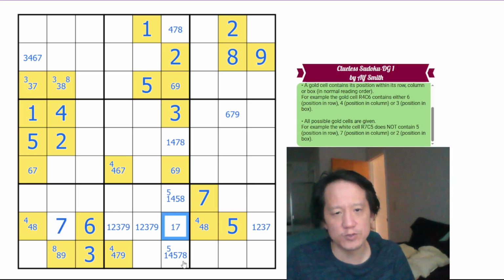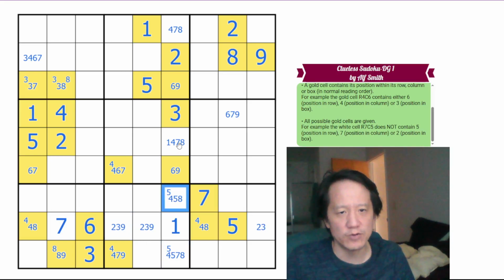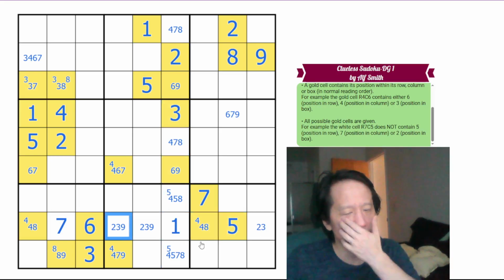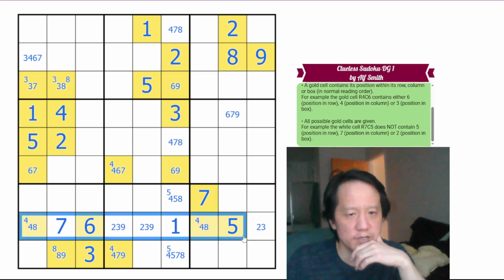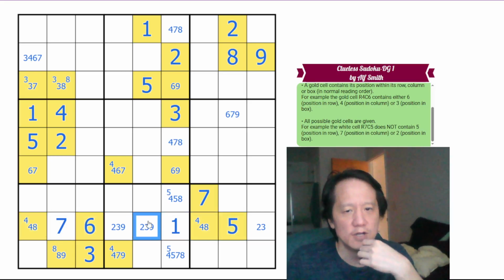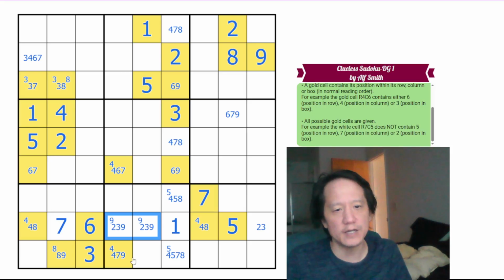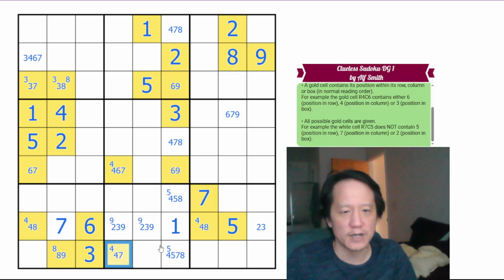So this is 7, which means this can't be 7. This is 1. This can't be 1 or 7. These can't be 1 or 7. These can't be 1. We have a 2, 3, 9 triplet now in row 8, which eliminates 2, 3, 9 in the rest of the row. Therefore, this must be a 9 here, which means this cannot be a 9 here.